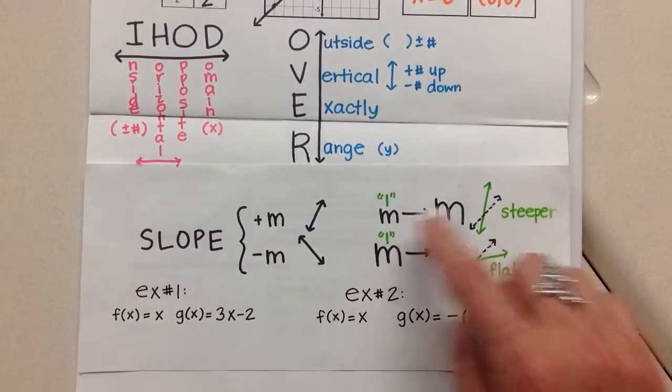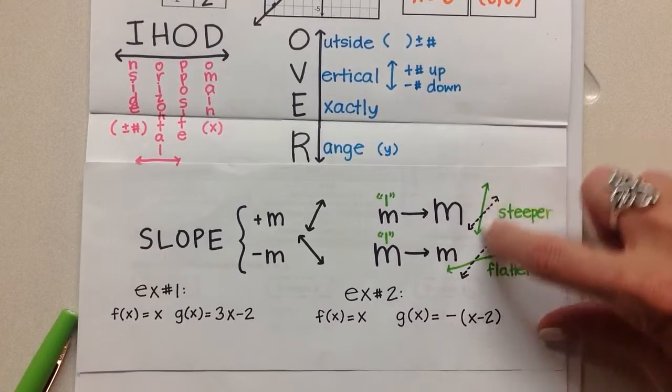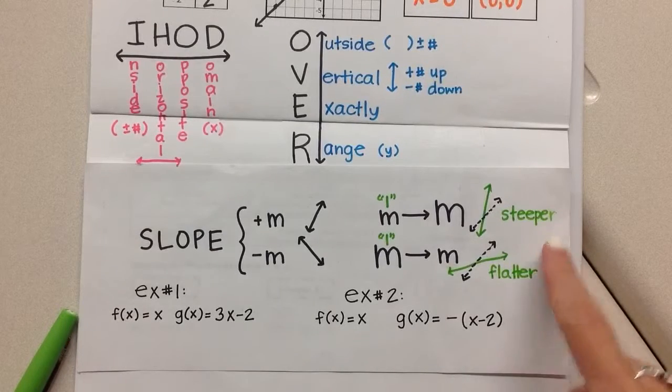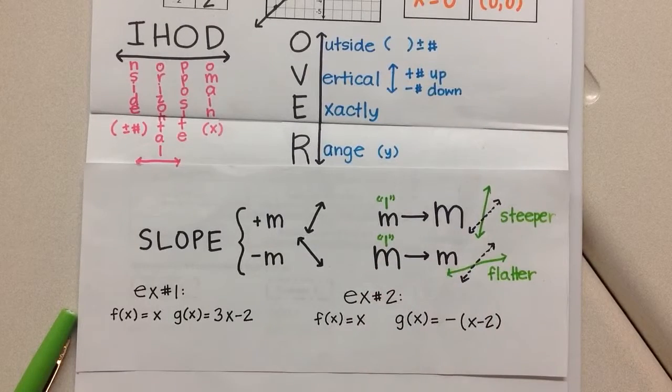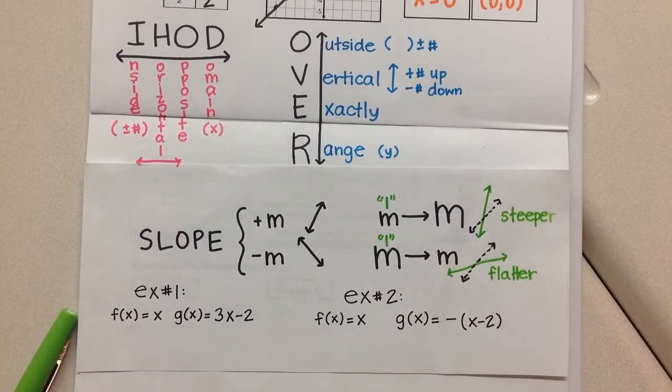Now, if your slope gets bigger, so if it changes to a bigger number, that's going to cause your line to get steeper, go up more, slant up. Okay, think about going up a steep mountain. Okay, it's going to be steeper. If your slope value gets smaller, so it gets smaller or less than 1, then your line is actually going to rotate downward and it's going to appear flatter.